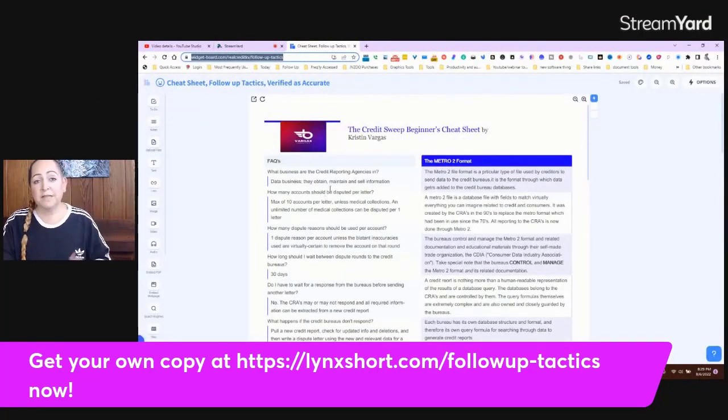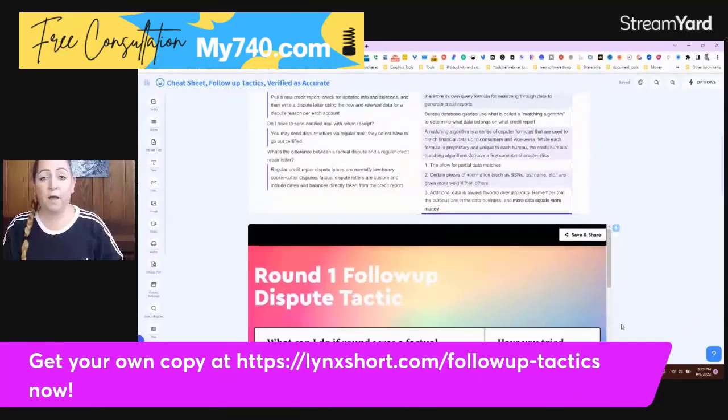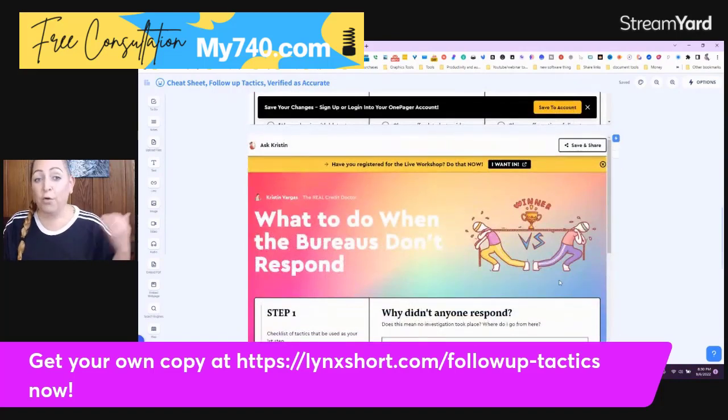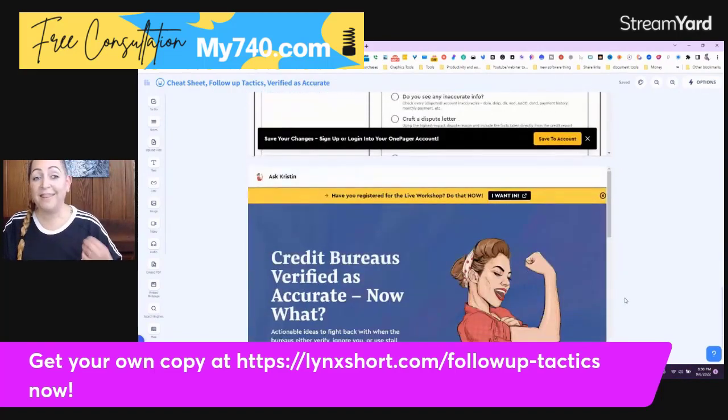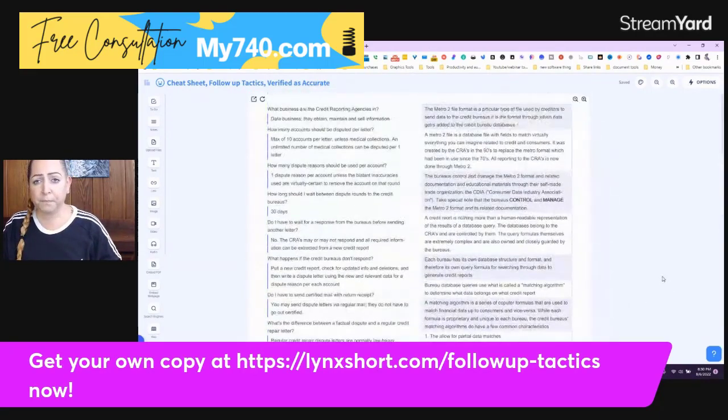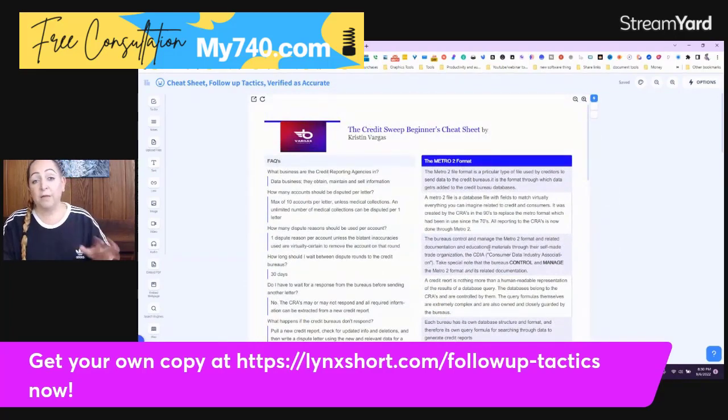All right. So first thing that we're going to go over is a cheat sheet. Okay. And again, you can access this using the link on your screen right now. Round 1, follow-up dispute tactic. And then what to do when the bureaus don't respond, and then when the credit bureaus verify as accurate. Okay, so let's go to the top, and we're going to get started. Again, we're not going to go through this entire thing, but we are going to go over the main parts of it. The very, very important stuff is actually not going to be on this cheat sheet, but it's going to be on the other things when they don't respond, how to follow up, and other hacks and tips.